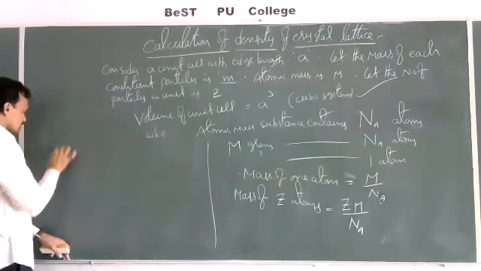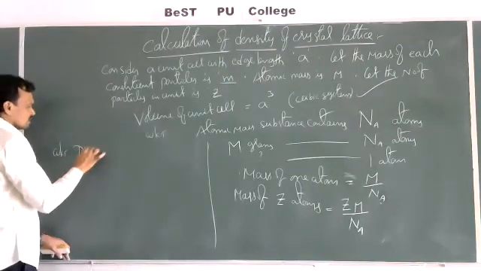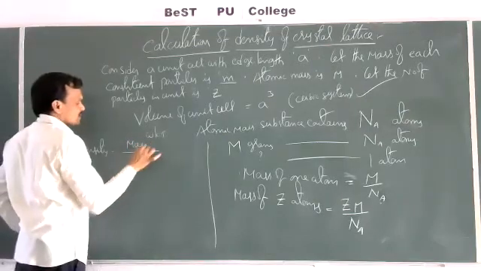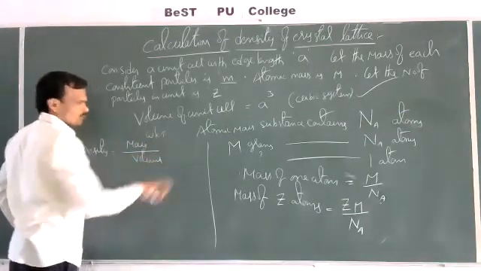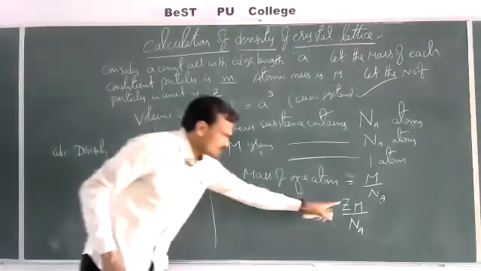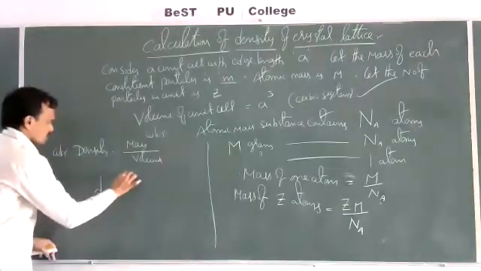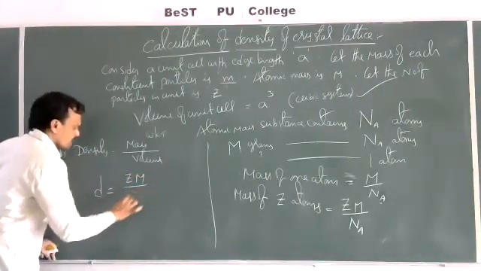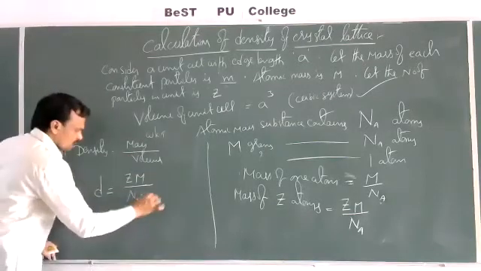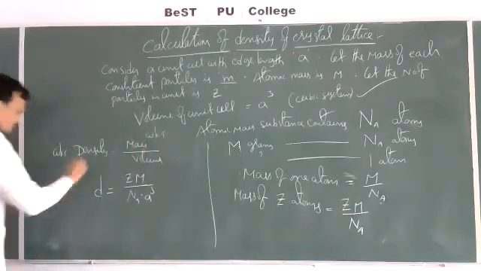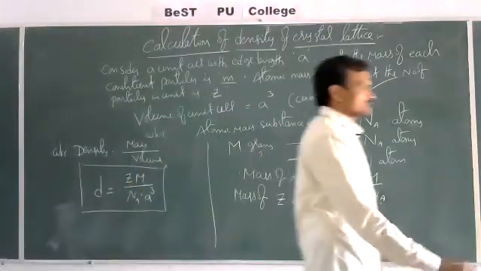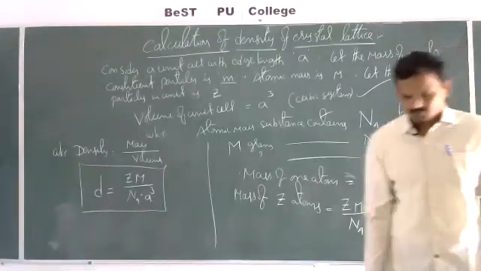As we know that density is equal to mass by volume. So density, symbol D. What is the mass we got here? Zm by Na. So this is Zm by Na into volume. Volume is nothing but a cube. Now this is the relation for the density of a crystal lattice, cubic lattice.